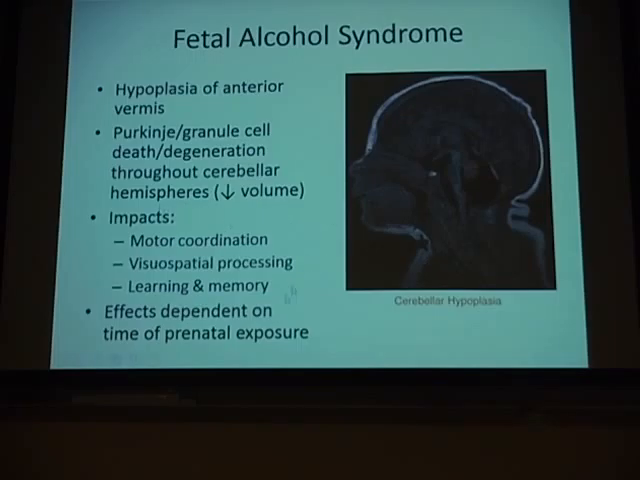So in kids with FAS, some of the types of problems that we see, it can impact motor coordination, as we would expect, visual spatial processing, learning, and memory, which were all sort of those non-motor functions of the cerebellum that we didn't really talk about the pathways for today. So again, impacting motor coordination, visual spatial processing, learning, and memory.